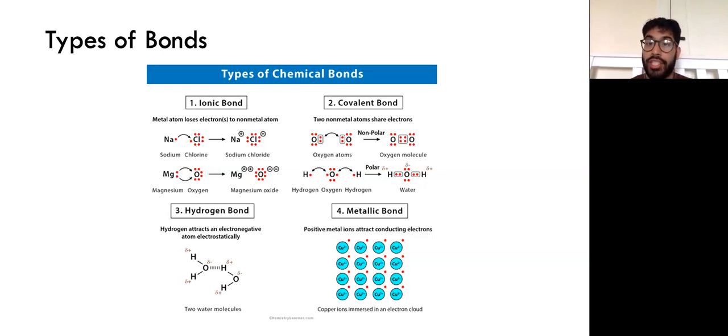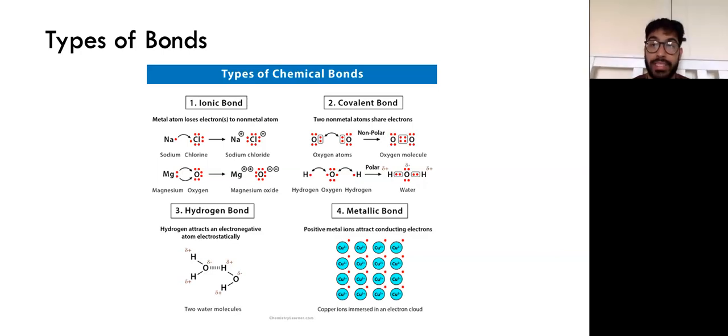For example, two oxygen atoms are the same in electronegativity, so they will share electrons equally. Water, for example: oxygen is a lot more electronegative again than hydrogen, so it will actually pull the electrons from the hydrogen a little closer, getting a partial negative charge, while hydrogens have a partial positive charge.